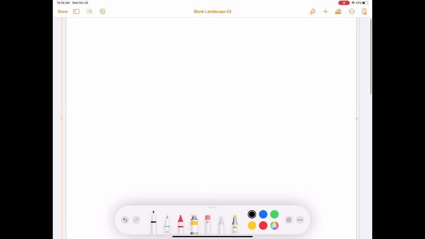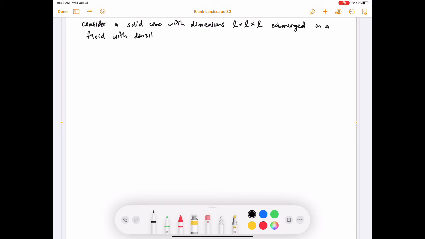All right, so we're going to do a derivation here. And the starting point is this. Let's consider a solid cube with dimensions L by L by L. So that's just the length of each side of the cube. We'll call it L. And this cube is submerged in a fluid. And the density of the fluid is what we'll call rho fluid. Okay, that's the density.